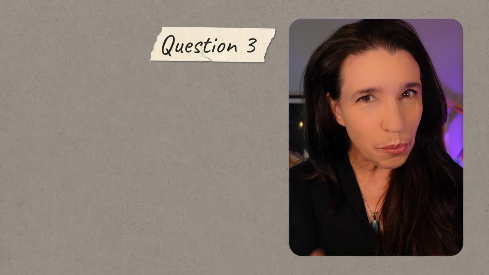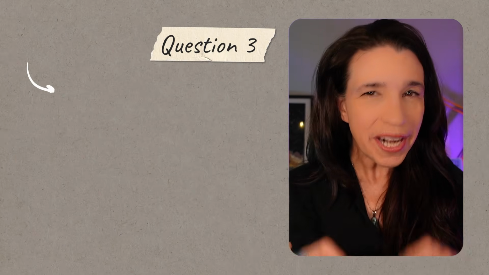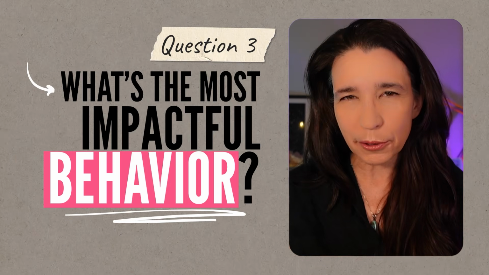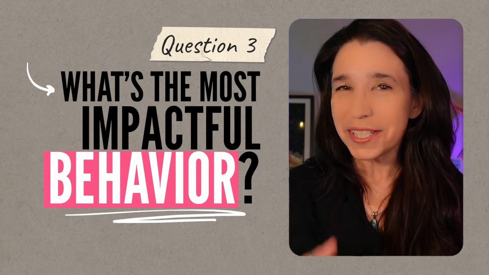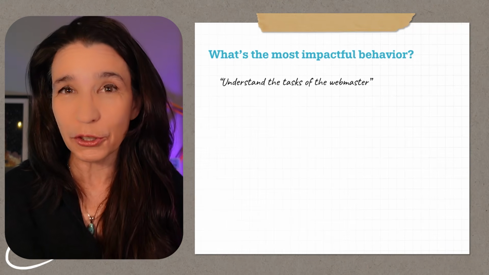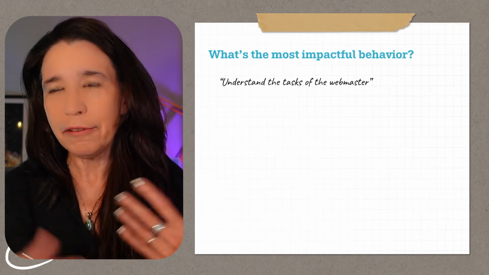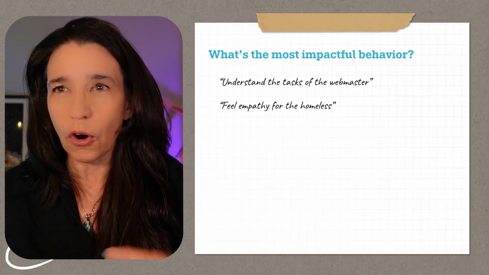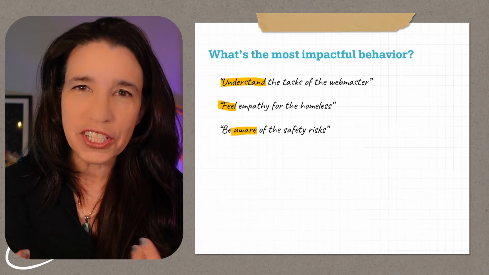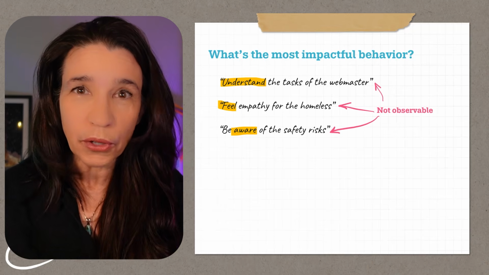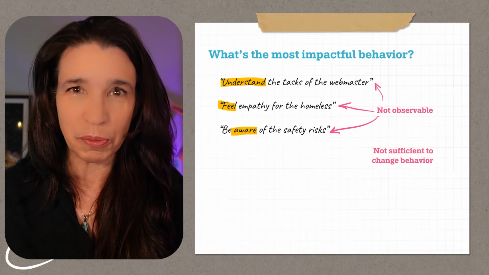Question 3 is the most important and the most challenging one. What is the most impactful behavior these learners need to perform in order for that ultimate goal to become a reality? You've all seen this kind of thing. Learners will understand the tasks of a webmaster, feel empathy for the homeless, or be aware of the safety risks. Knowledge, feelings, and awareness are not observable. But more importantly, they're usually not enough to change people's behavior.